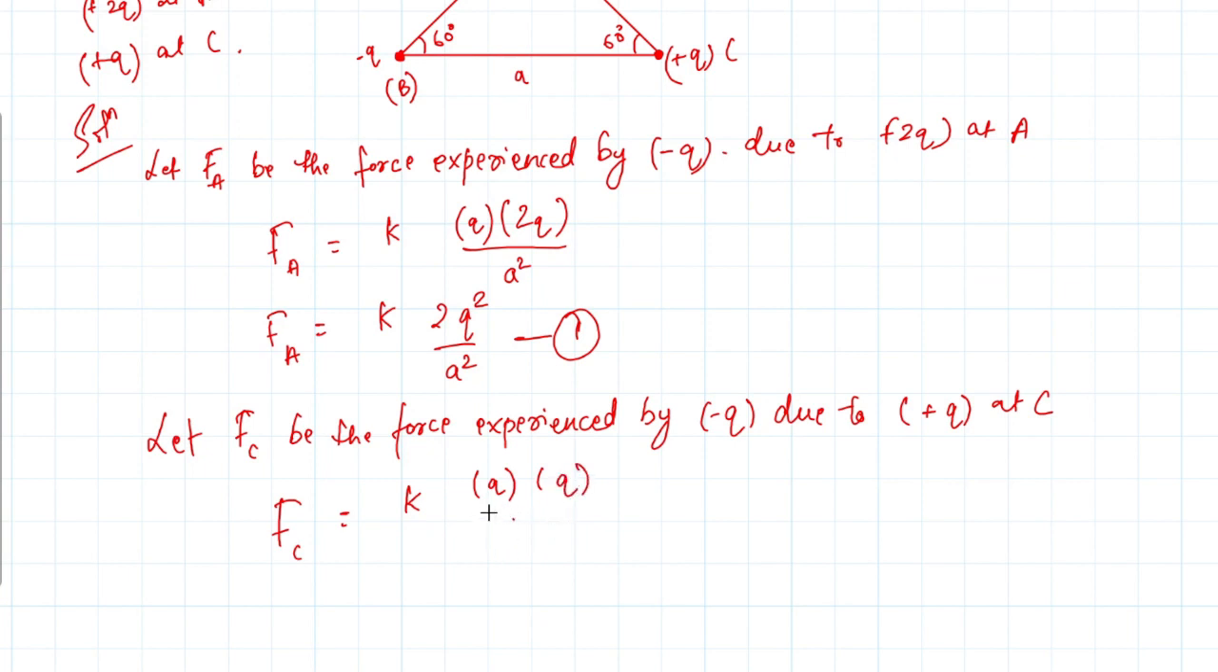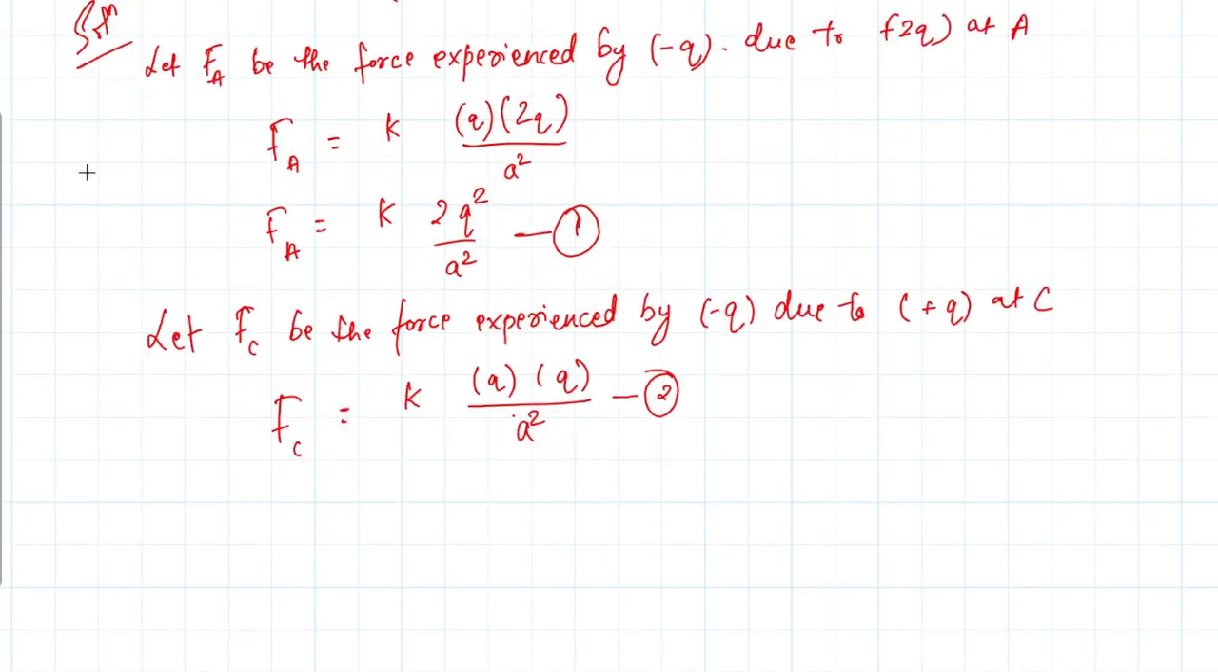So it will be the product of q and q and the square of the distance between them. That will be your a squared. This will be your equation number 2. Okay, so let's keep this equation number as 2.